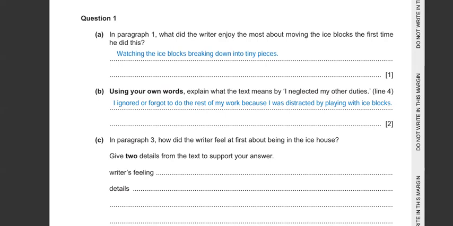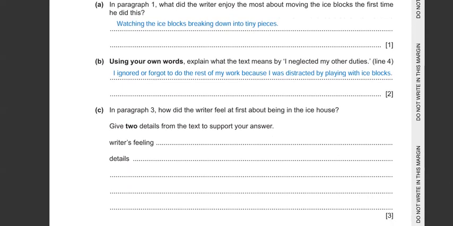Now, next move on to our question number 3, which is basically from paragraph number 3. In paragraph number 3, we discussed that Ahmed basically takes the boy, the writer, inside the house and shows him the rest of the works. And the question says, how did the writer feel at first about being in the ice house? Give 2 details from the text to support your answer.